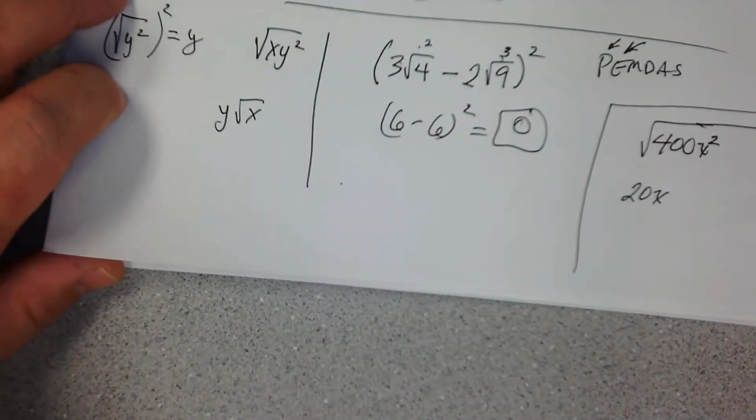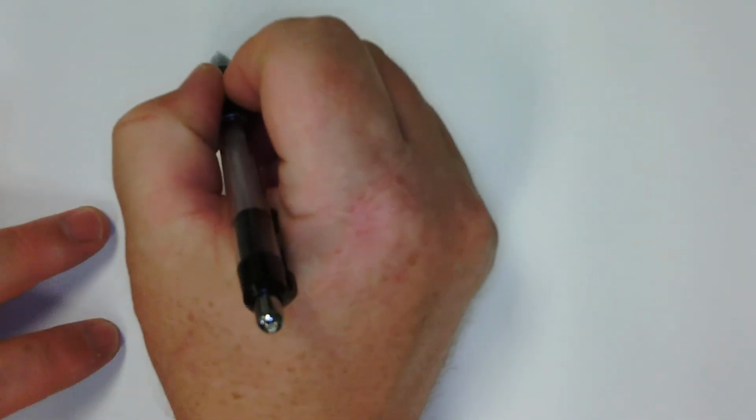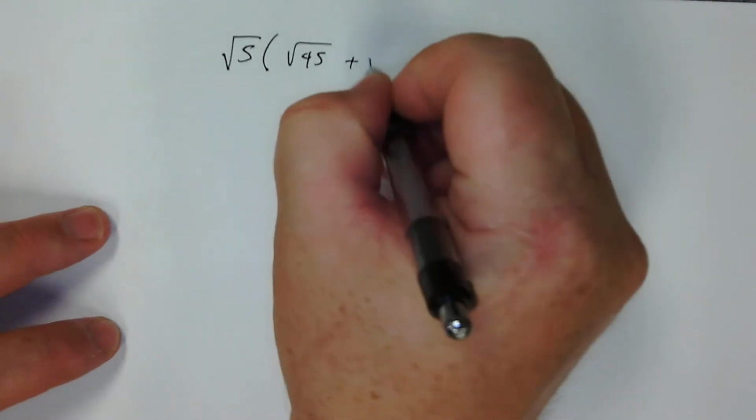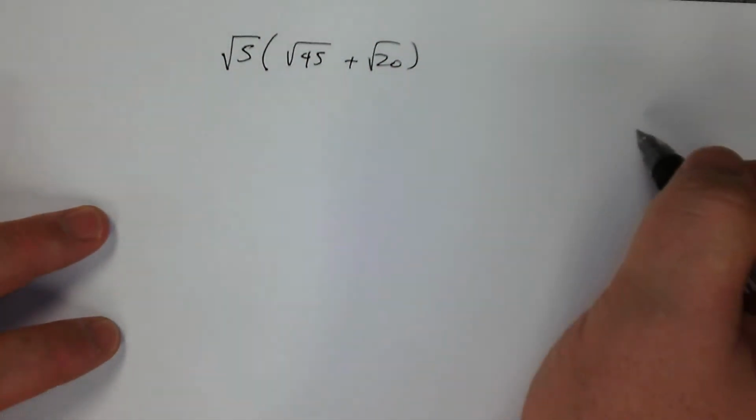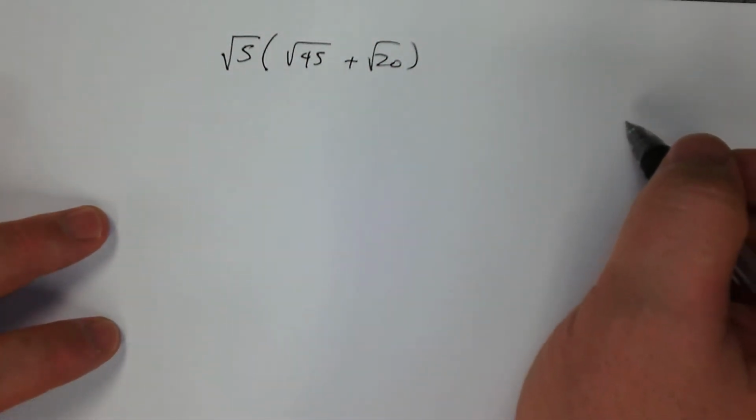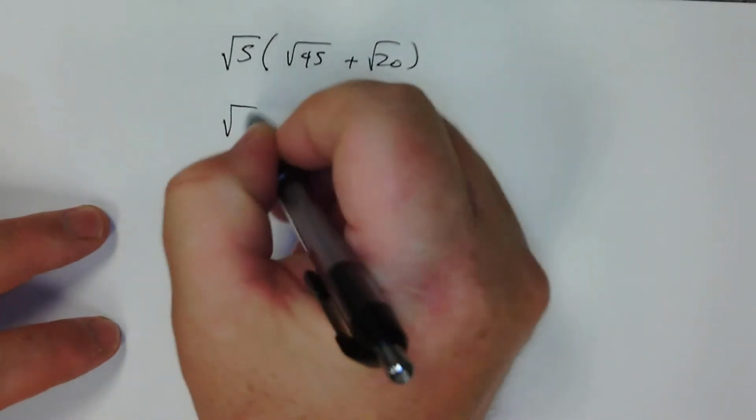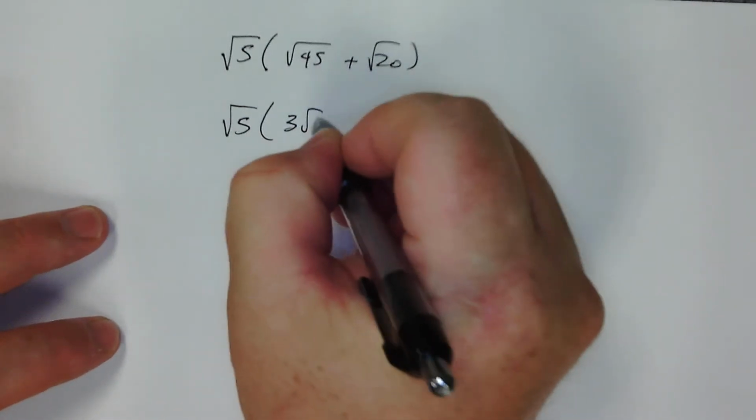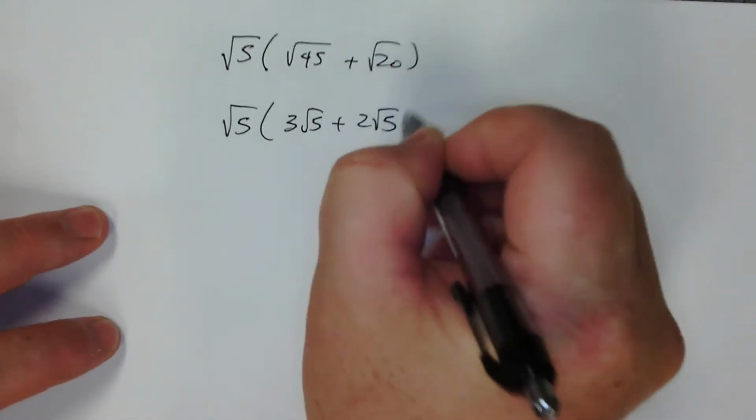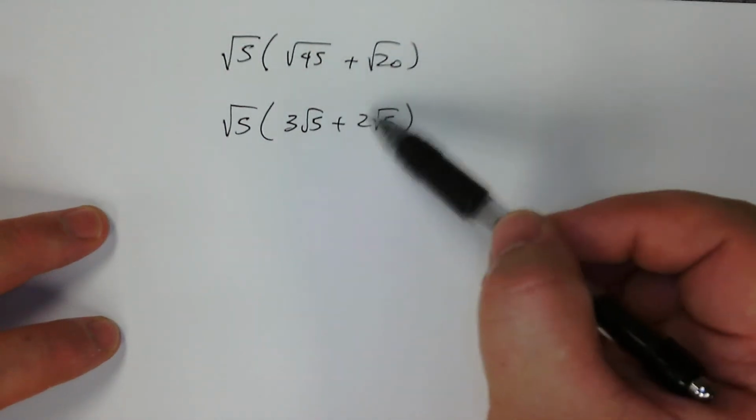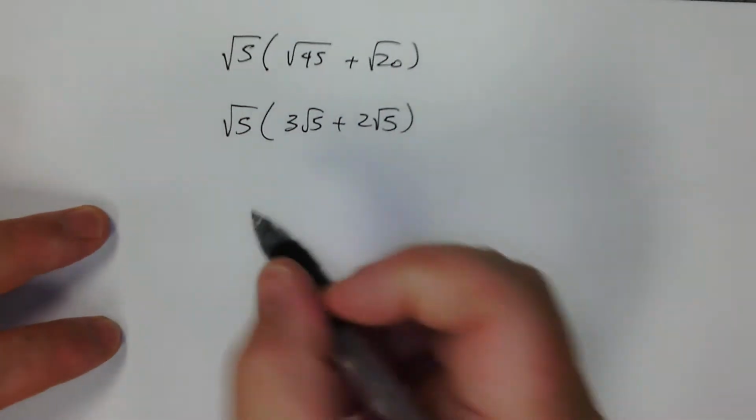All right. Next up, buttercup. Let's see here. So square root of 5 times square root of 45 plus the square root of 20. Now, we could distribute first, but I still think it's better to simplify first. So check this out. This is 9 times 5. Square root of 9 is 3. This is 4 times 5. Square root of 4 is 2. Those are like terms.